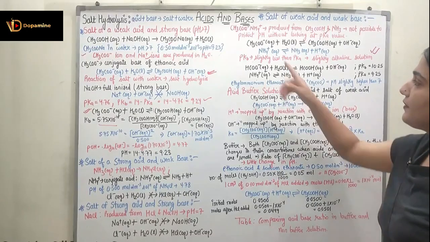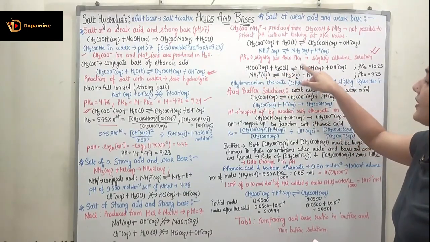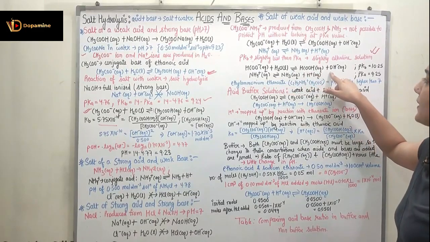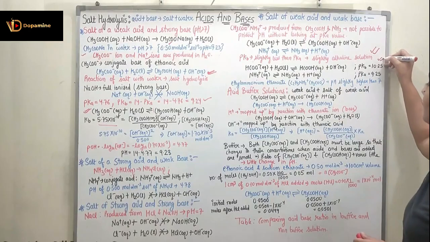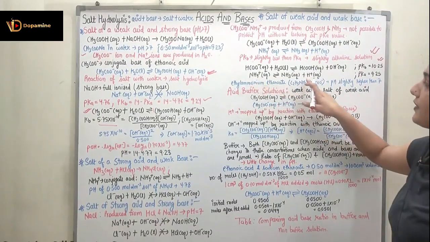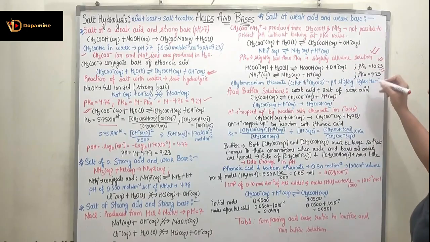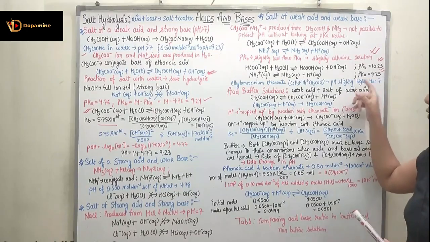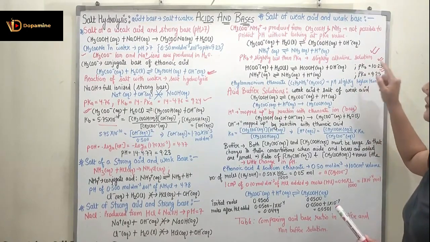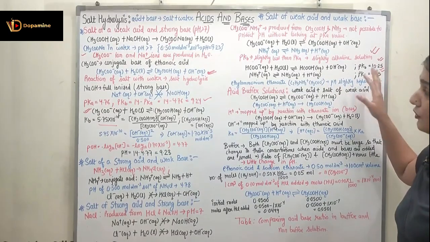So here again we observe this reaction: HCOO negative plus H2O is in equilibrium with HCOOH plus OH negative. Here I can find out the pKb, which is 10.25. For NH4 positive in equilibrium with NH3 plus H positive, pKa is 9.25. Again you can see pKb is now greater than pKa. Now when pKb is greater than pKa, then we will have a slightly acidic solution.